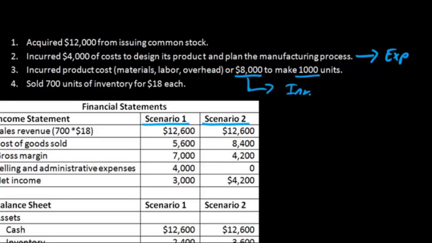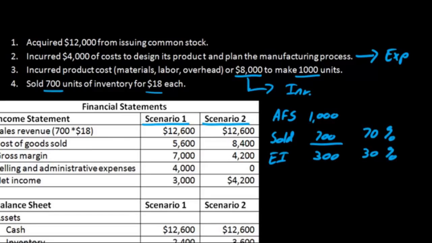Event 3 says we incurred product costs, material, labor and overhead of 8,000, and that was used to make 1,000 units. We know product costs typically are dumped into the inventory account until they're sold, and their expense is cost of goods sold. So we had 1,000 units available for sale. Then in event 4, we sold 700 units for $18 each. That means what was left over in ending inventory, EI, was about 300 units. Of these 1,000 units that we produced, we sold 70% and 30% was left over in ending inventory.